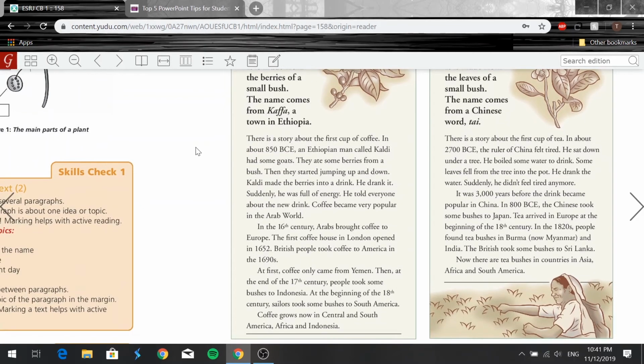It was 3,000 years before the drink became popular in China. In 800 BCE, the Chinese took some bushes to Japan. Tea arrived in Europe at the beginning of the 18th century. In the 1820s, people found tea bushes in Burma, now Myanmar, and India. The British took some bushes to Sri Lanka. Now there are tea bushes in countries in Asia, Africa, and South America.